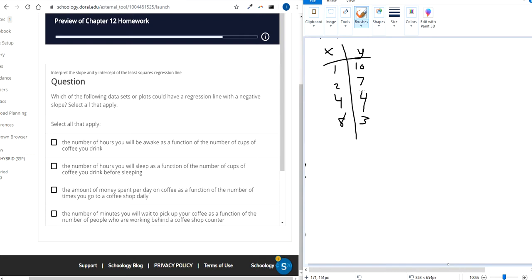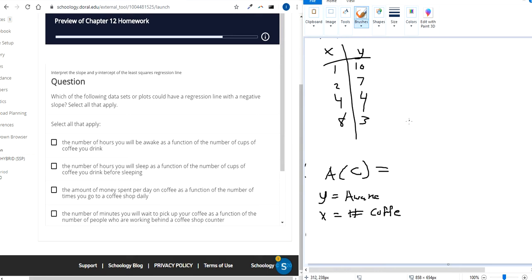So the number of hours you will be awake as a function of the number of cups of coffee you drink. The number of hours you're awake, maybe A for awake, is a function of the number of cups of coffee you drink. So C is our domain variable. In other words, the amount of hours you're awake is A, which is the y variable, the dependent variable, and x is the number of cups of coffee, the independent variable. X should be causing y, right? Not the other way around.